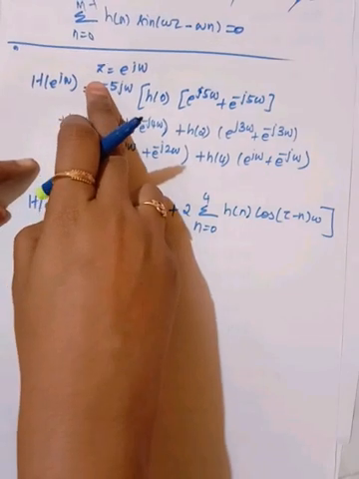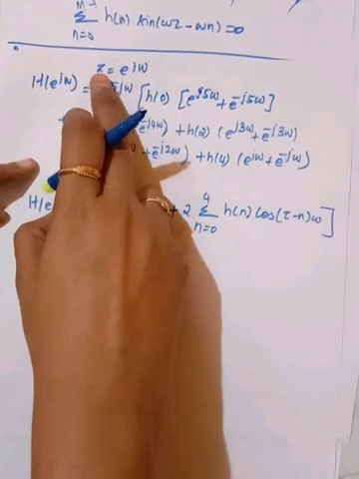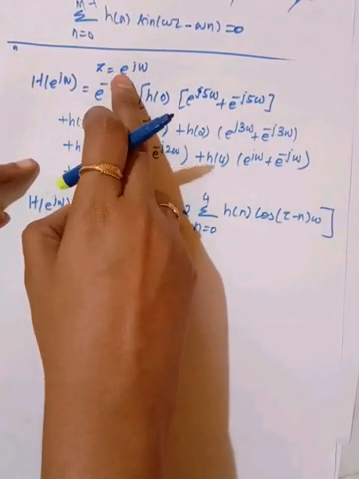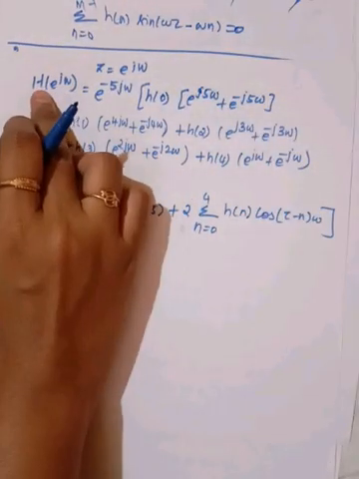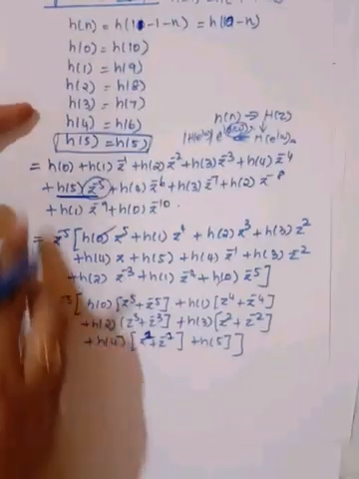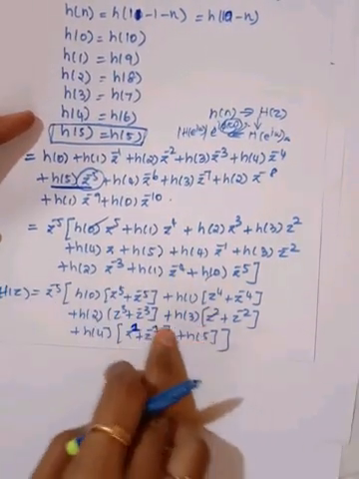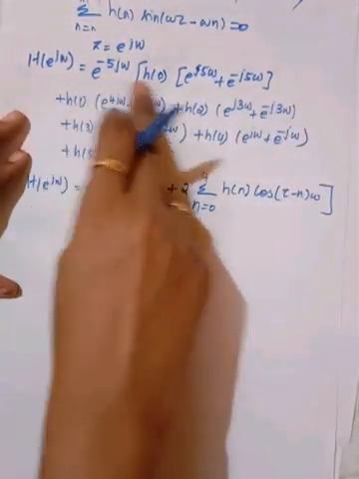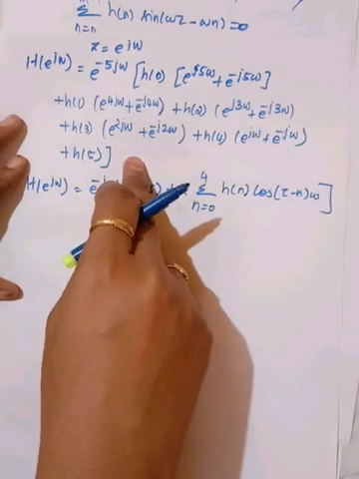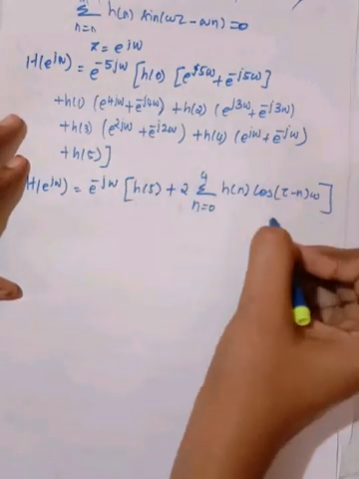Instead of z, I am going to substitute e power j omega. So I have substituted here. This is what we have derived, H of z. In this I am going to substitute z equal to e power j omega. After substituting e power j omega, I am getting the simplified equation like this. I am going to rewrite it in this form.